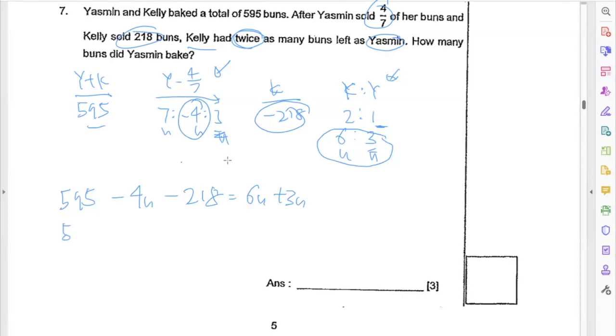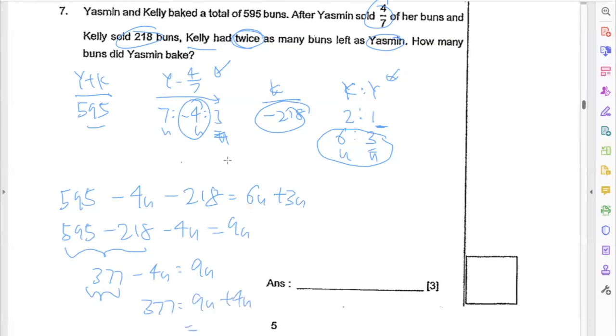So 595 minus 218 minus 4u. Let's rearrange. 6u plus 3u is 9u. So this will give you 377 minus 4u is equal to 9u. So this is actually 377 equal to 9u plus 4u, 13u. So 1u is equal to 377 divided by 13, 29.